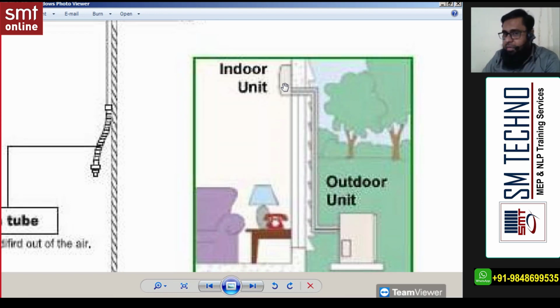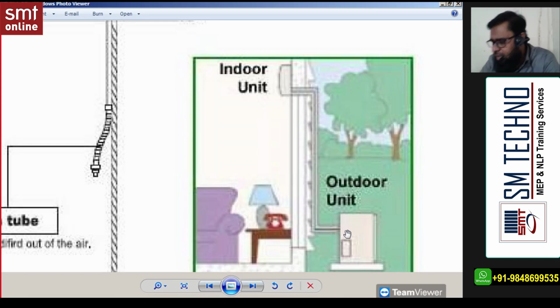And why are we calling it FCU? FCU means fan coil unit. Inside you'll find the fan and coil. Which coil? Evaporator coil, because it's an indoor unit. And you see this indoor unit is connected with a copper pipe to the outdoor unit.